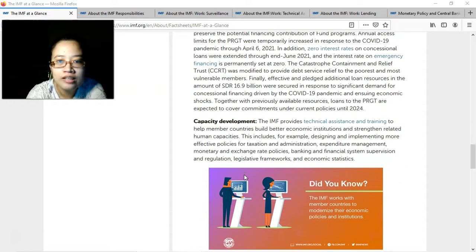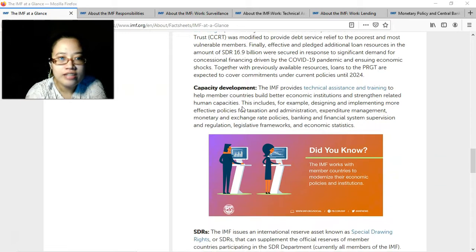Okay. Next, we have capacity development. So the IMF provides technical assistance and training to help member countries build better economic institutions and strengthen related human capacity. So mostly the central bank and the people that are there.